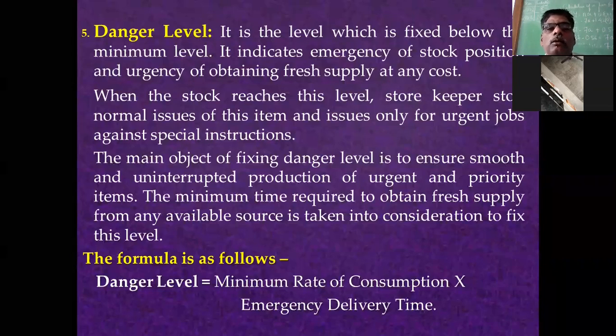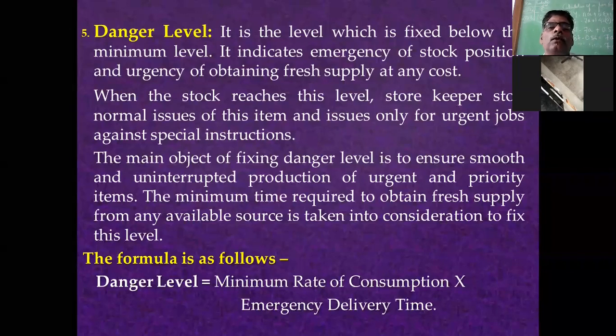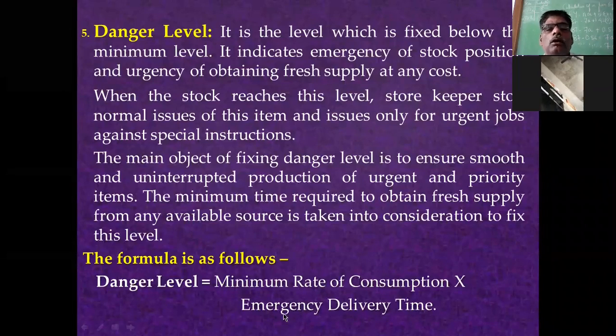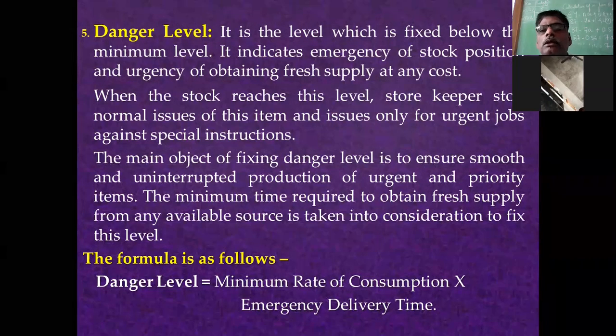And fourth is average stock level. Average stock level is equal to minimum plus maximum divided by 2. And lastly, the danger stock level. Danger stock level is equal to minimum consumption into emergency delivery period. You follow the 5 equations. You remember 5 equations, and the problems will be based on these 5 equations regarding stock levels.